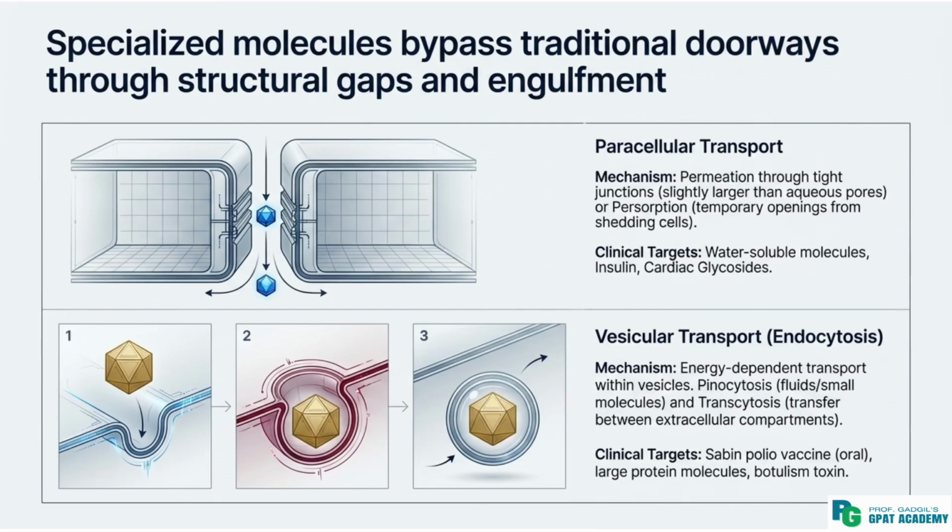Third type is the vesicular or the corpuscular transport, that is the endocytosis. Like active transport, these are also energy dependent processes, but involve transport of substances within vesicles into the cell. There are two types: pinocytosis, that is, the cell takes the fluid along with the dissolved molecule, and phagocytosis. Orally administered Sabin polio vaccine, large protein molecules, and the botulism toxin that causes food poisoning are thought to be absorbed by pinocytosis. Sometimes an endocytic vesicle is transferred from one extracellular compartment to another. Such a phenomenon is called transcytosis. Pinocytosis is also referred to as cell drinking.